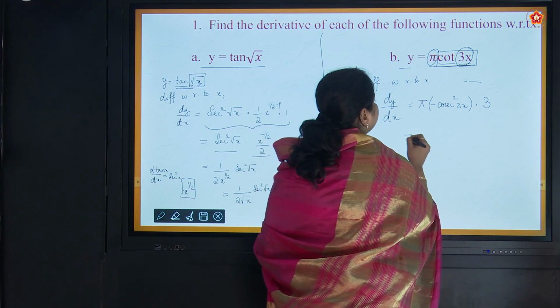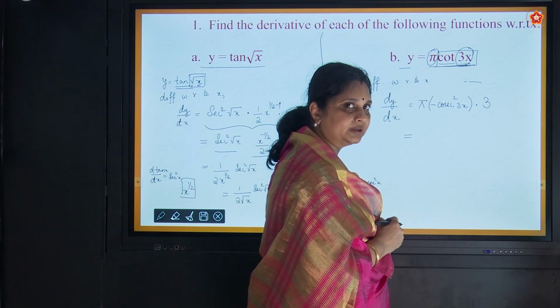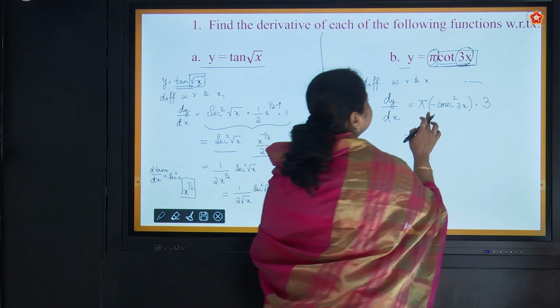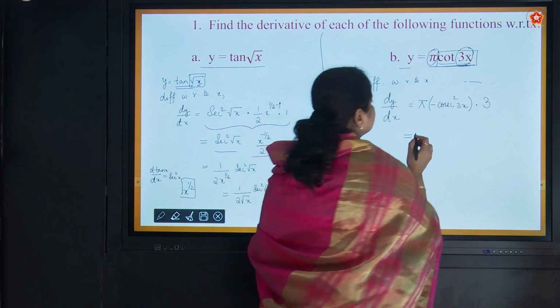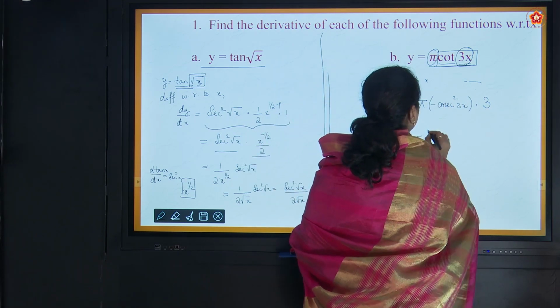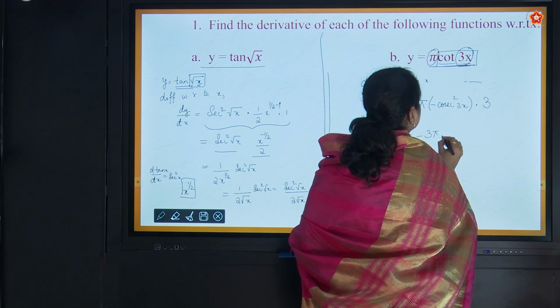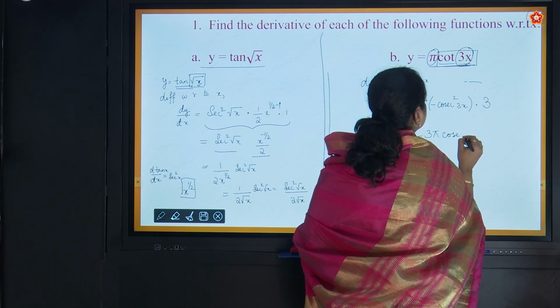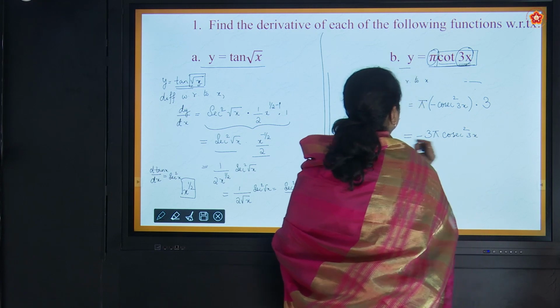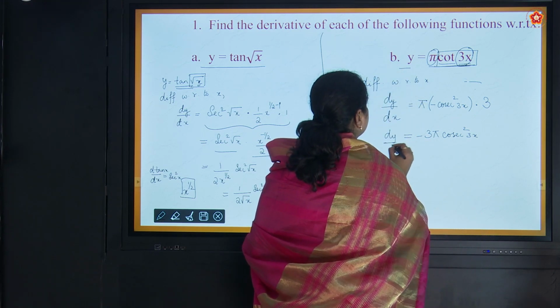I hope you all understand the chain rule properly. Now, let's rearrange this. The negative sign and the constant coefficients are to be put first, and then the trigonometric function. So this is your dy by dx.